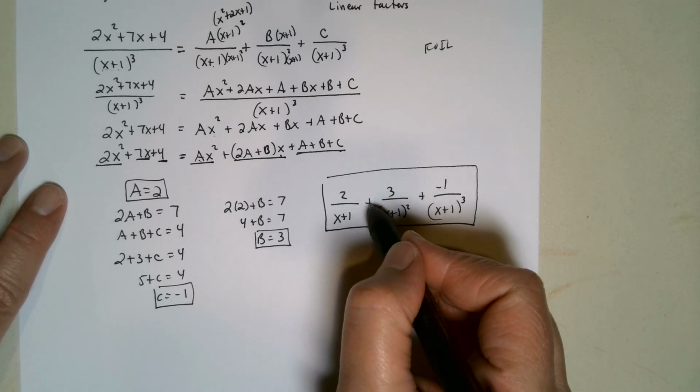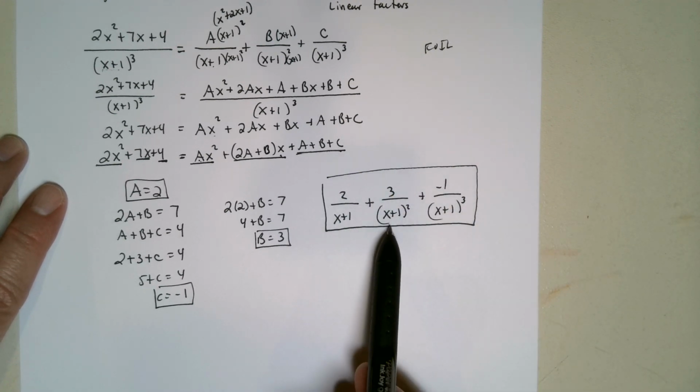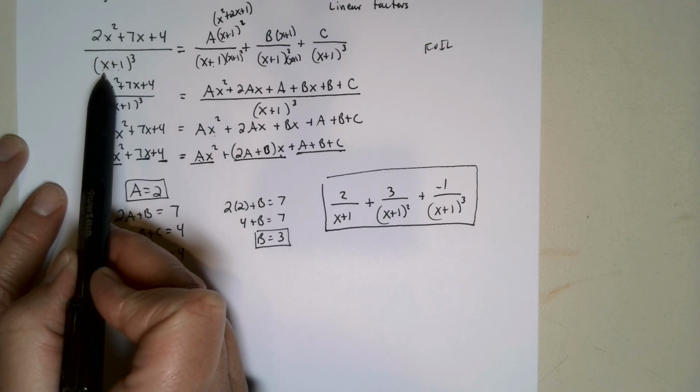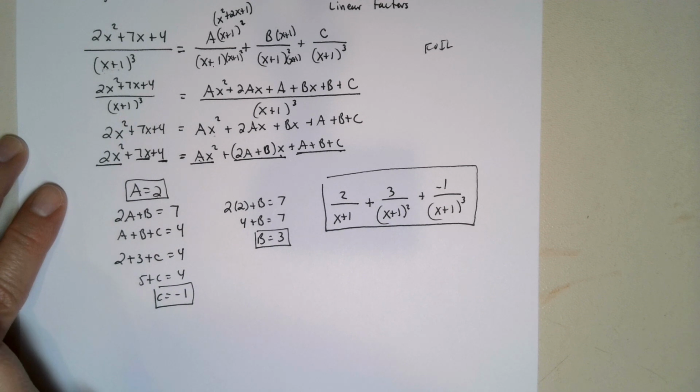And when you add those together, as we did yesterday, they will give you 2x squared plus 7x plus 4 over the common denominator of x plus 1 cubed. Partial fraction decomposition.